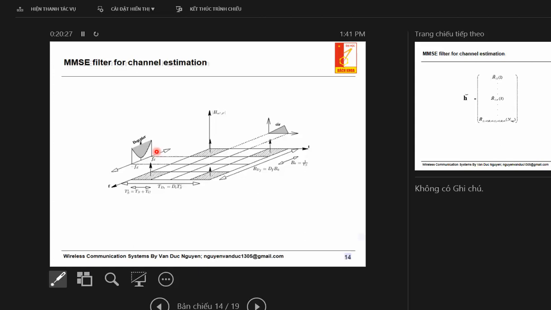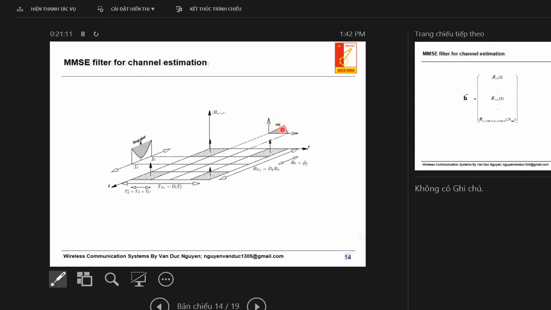And here, in the time domain, you know that the channel suffers from inter-symbol interference, ISI. In the time domain, the system suffers from inter-symbol interference, and the inter-symbol interference is directly related to the channel impulse response.